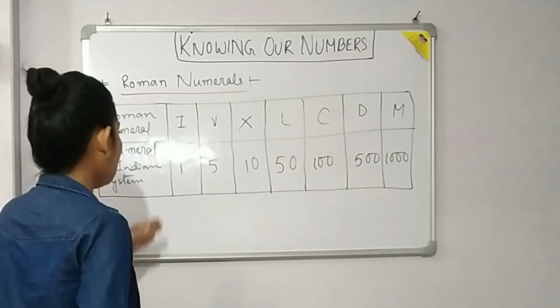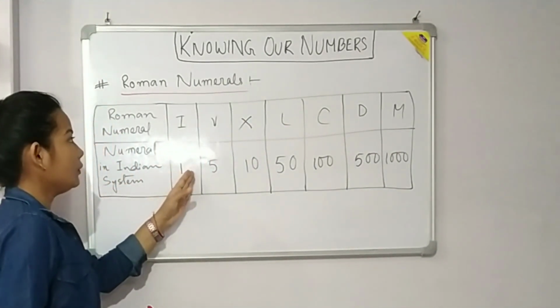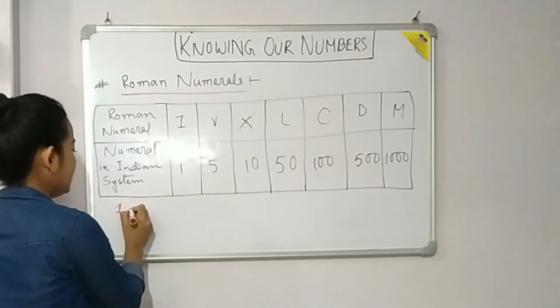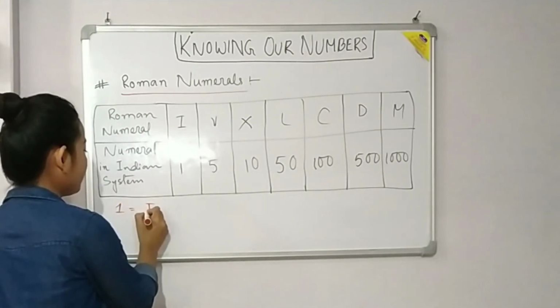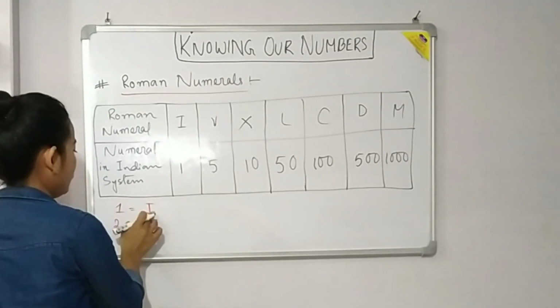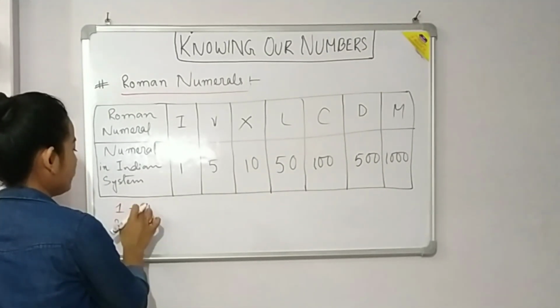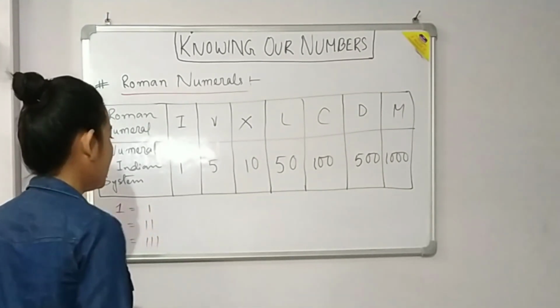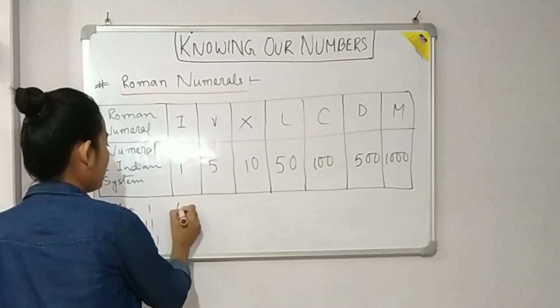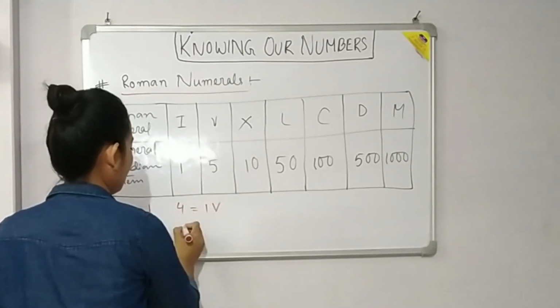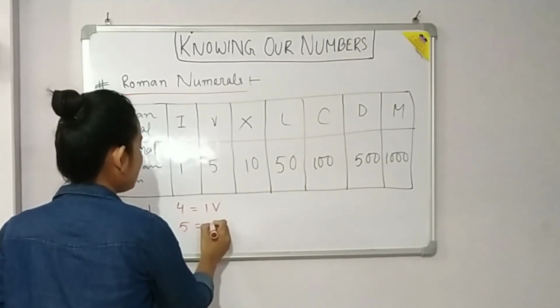So from 1 to 3 we use I. From 1, let me write it here, we will write I. For 2 we will write double I. For 3 we will write what? Triple I. Alright. Next, for 4 we have to write IV, and for 5 we have to write V.